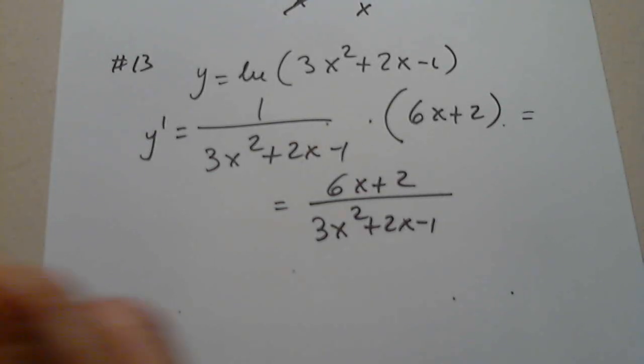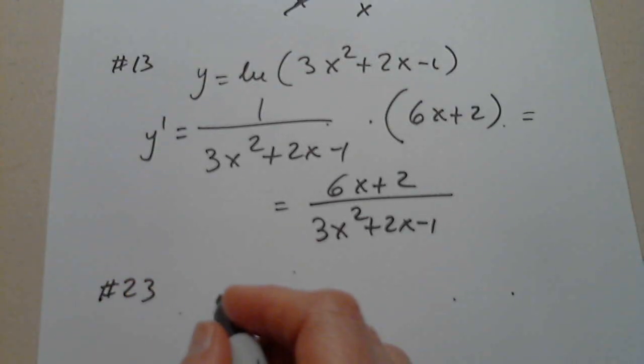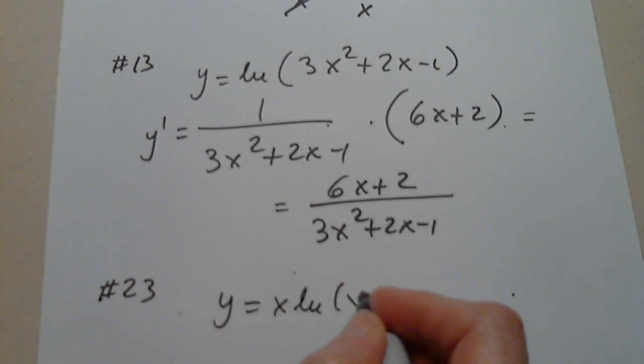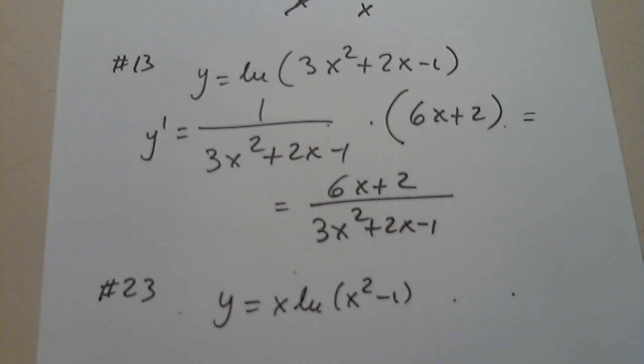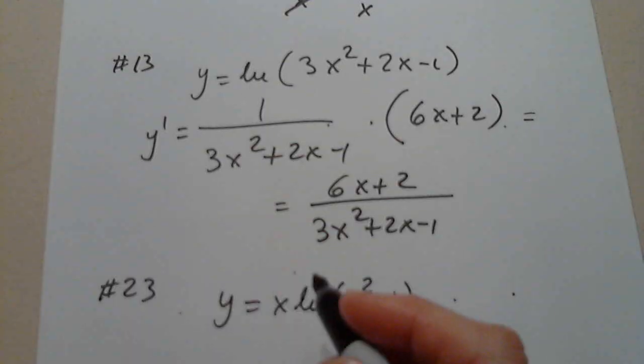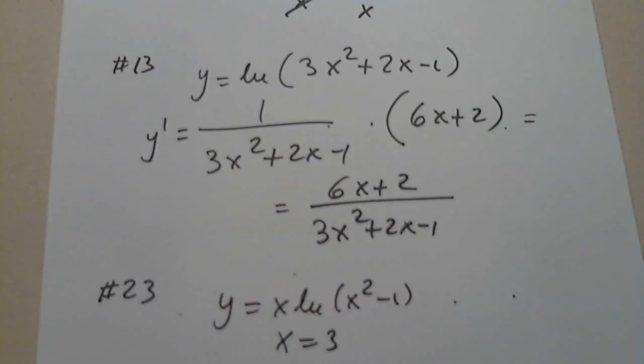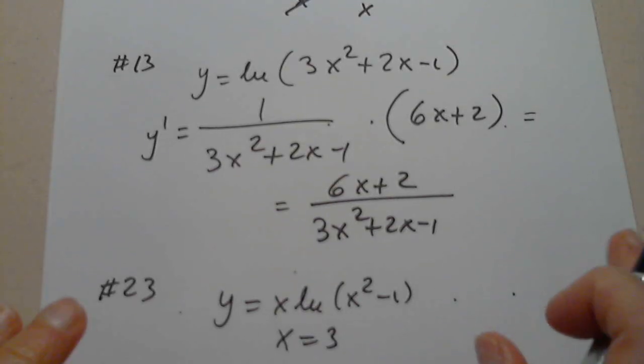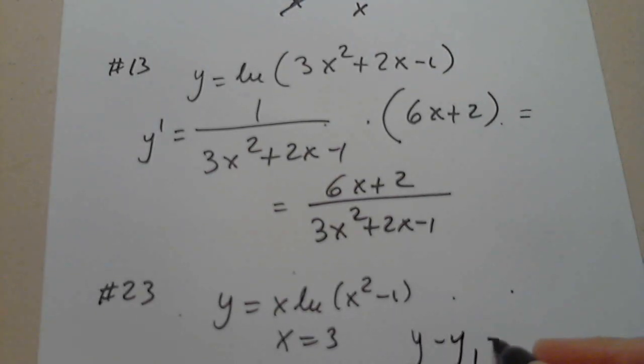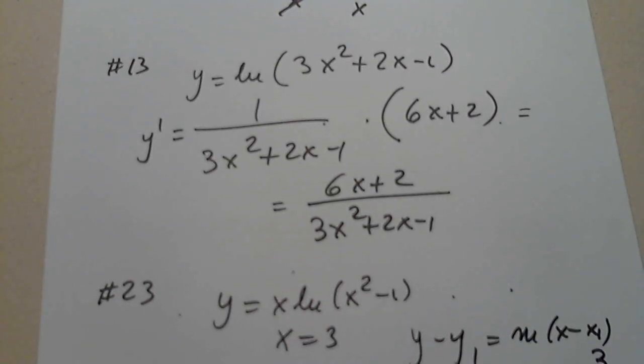So let's find this 23. y equals x natural log of x squared minus 1. And they want us to find an equation of the line tangent to the graph of this at x equals 3. We had literally almost every function, every derivative, we determined equations of the tangent. So we know that the equation of the tangent is y minus y1 equals the slope times x minus x1. I only have this 3. How do I determine this, and how do I determine this?